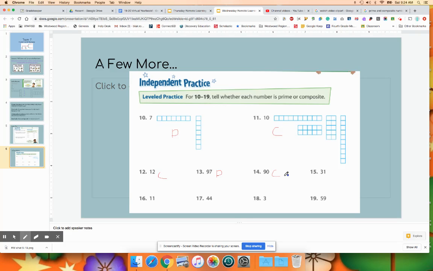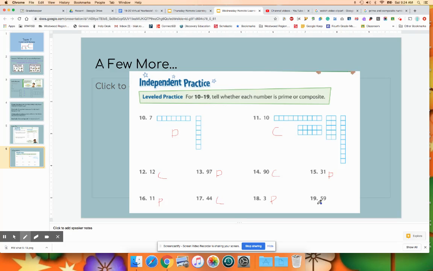31, I know my multiplication tables. I know it's not even. I don't know anything that gets me to 31. It's going to be prime. 11 is not even. I know my multiplication tables, and nothing's getting me to 11, so that's prime. 44 is even. 2 times 22, also 4 times 11, so it's composite. 3 is a prime number. Its only factors are 1 and 3.